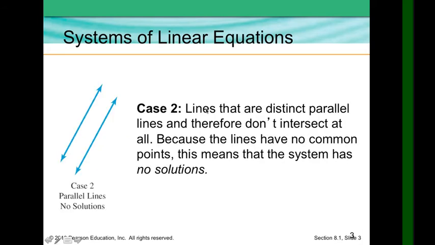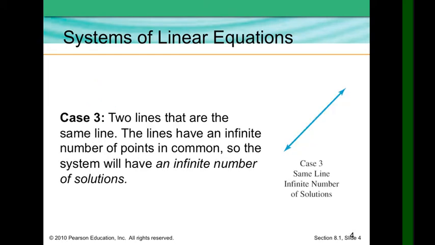Case number 2, lines that are distinct parallel lines therefore don't intersect at all, because the lines have no common points. This means that the system has no solution. So this one is our parallel lines. Therefore, no solution for this. It's very obvious because these two lines don't have the same points.